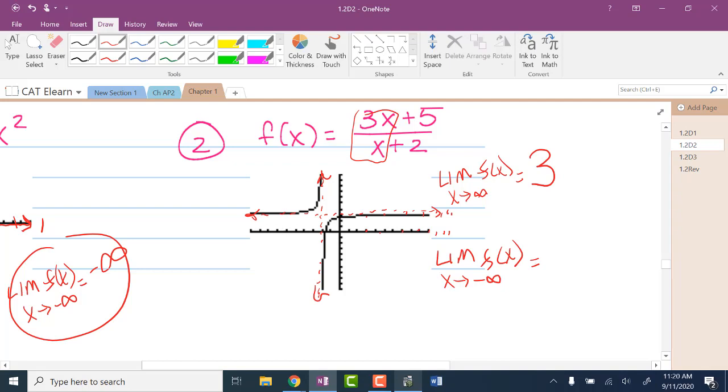When I plug in a negative number, I'm still approaching from the other side this horizontal asymptote. So when I plug in x as x approaches negative infinity, you actually approach 3.